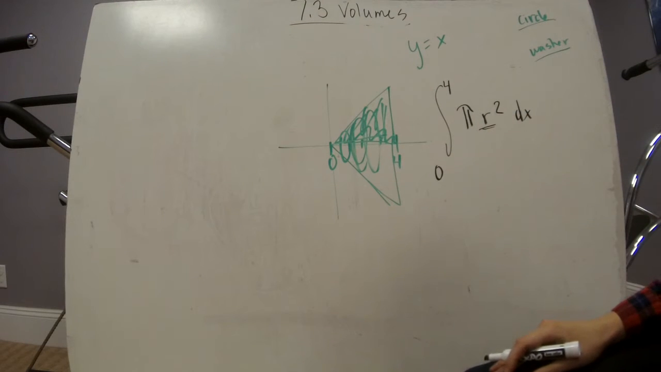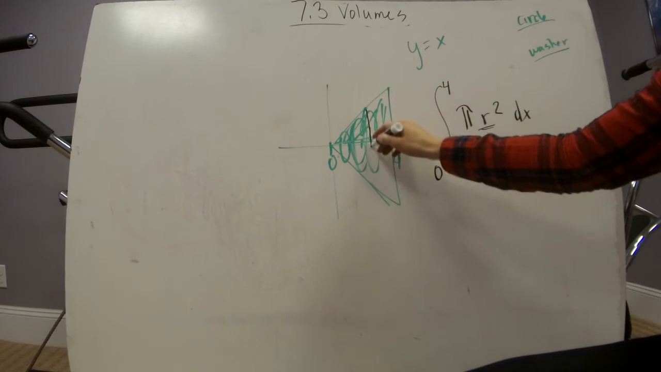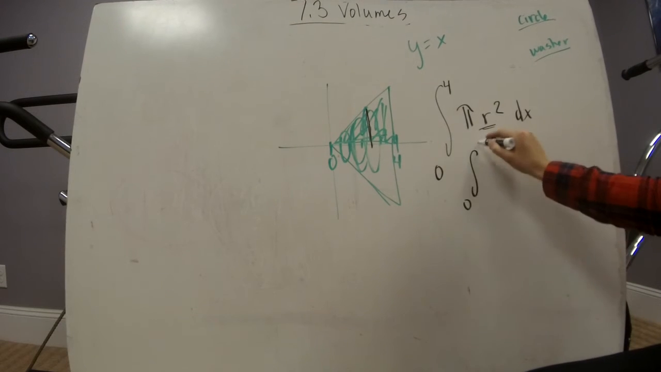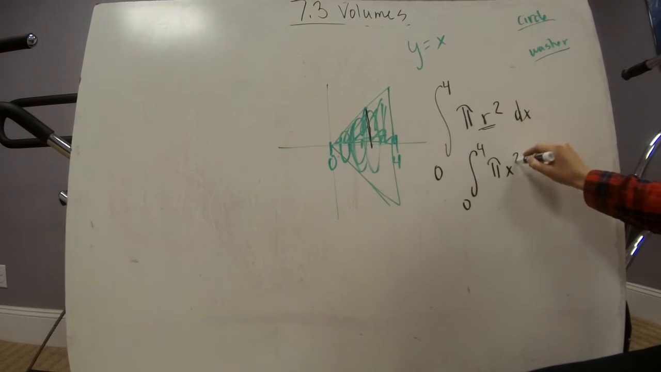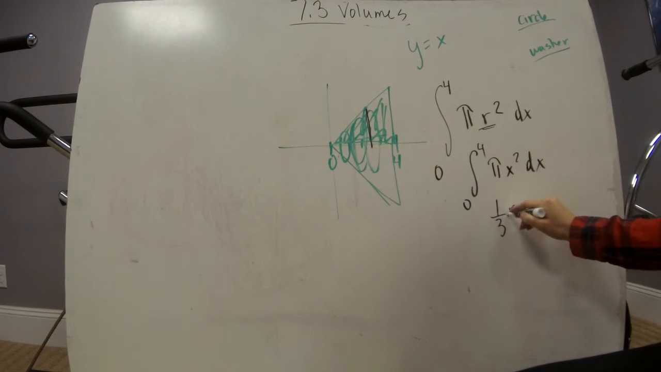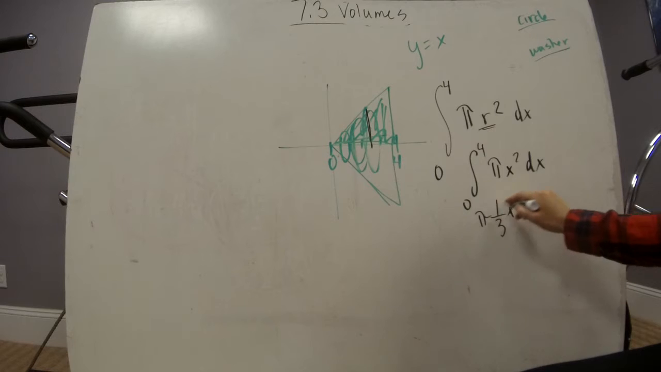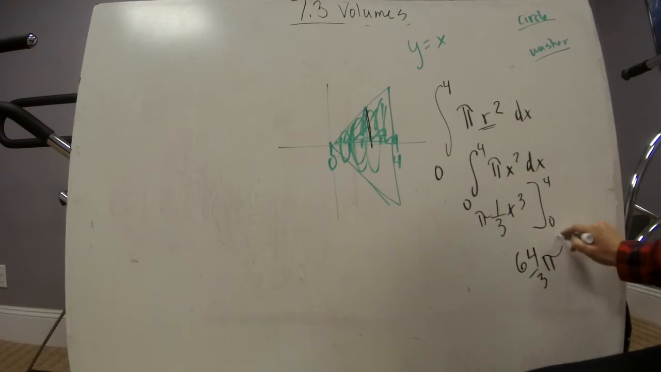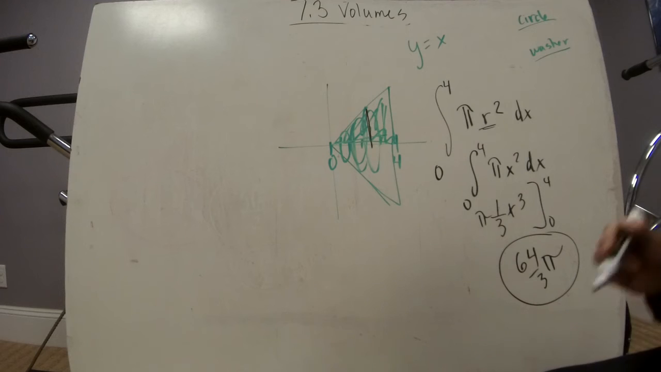Right? And what's the radius? The radius is whatever the height of that is, which is just our function, which is just x. Bam! No wonder I said this was such an easy one. And we could definitely do that in our heads. We'd have 1/3 x cubed with a pi from 0 to 4. So it'd be 64/3 pi. Wow. That was an easy one.